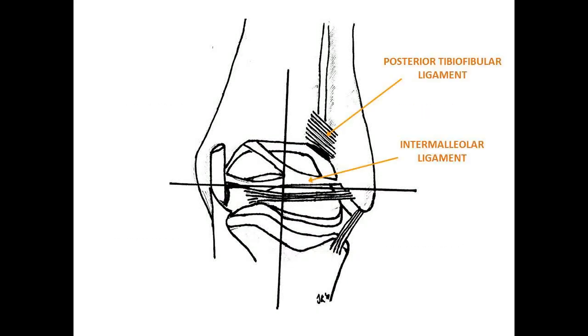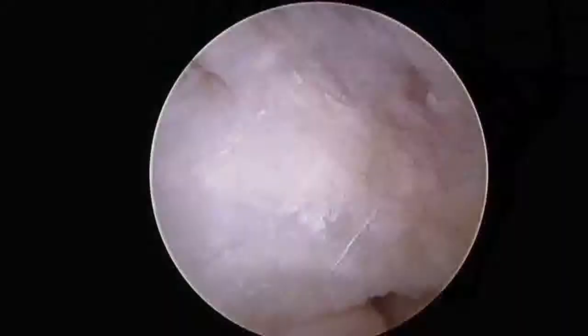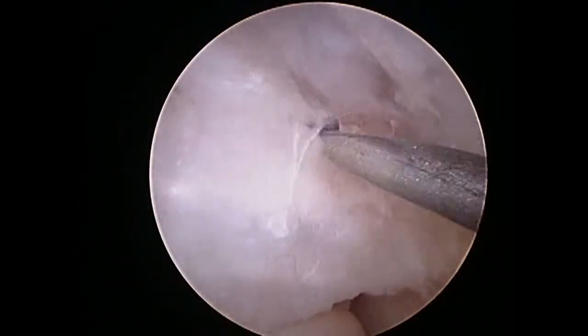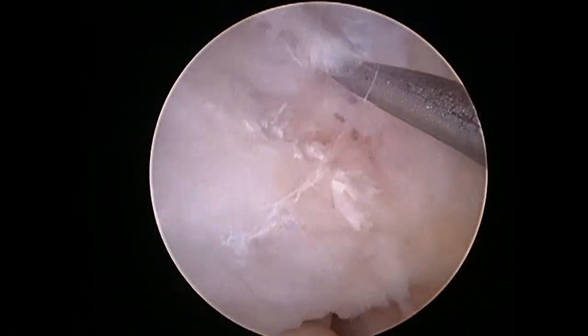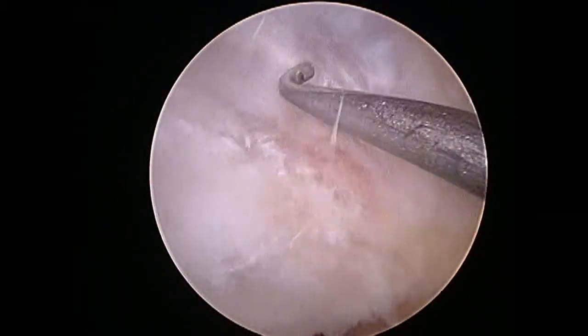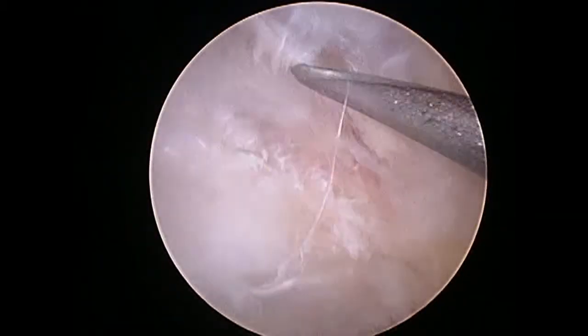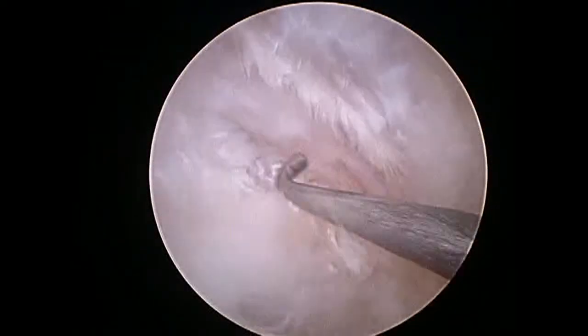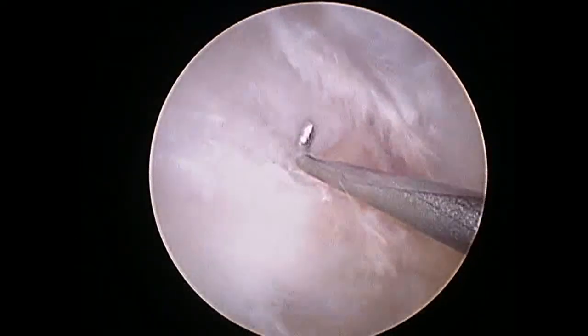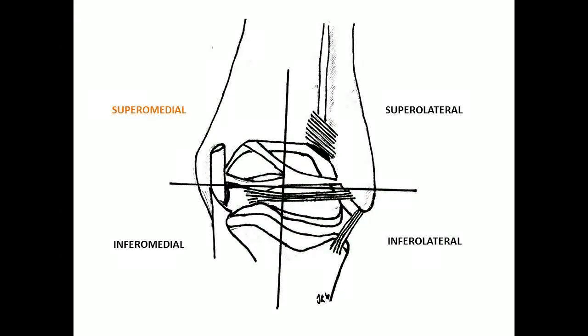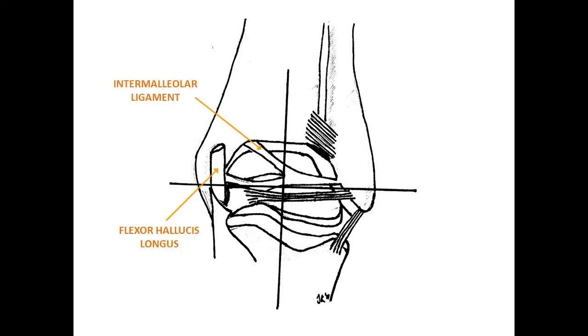The important structures identified here are the intermalleolar ligament and the posterior tibiofibular ligament. The intermalleolar ligament may be involved in impingement syndrome, and the posterior inferior tibiofibular ligament is identified here, which is also known as a deep transverse ligament. This leads us to the superomedial quadrant, which contains again the intermalleolar ligament and the flexor hallucis longus tendon.